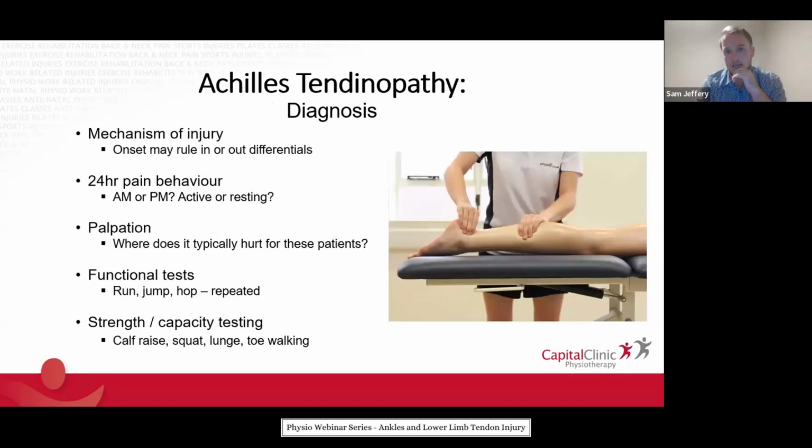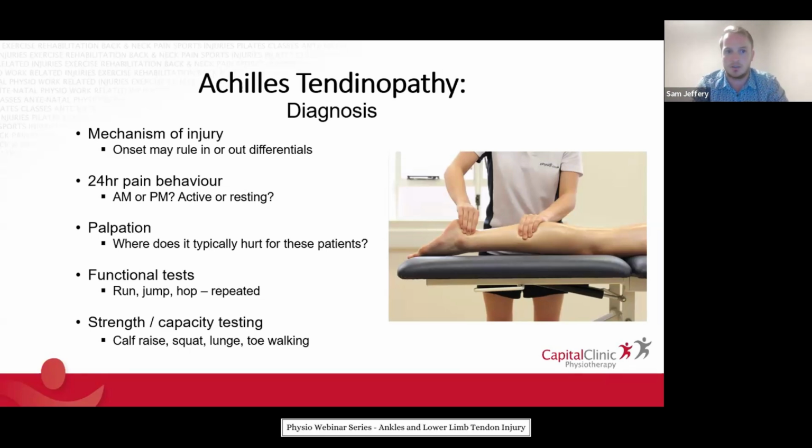Diagnosis. So again, mechanism of injury is really important. Typically, this is an insidious onset, or usually if you can tease it out with questions, these patients present after a peak in load, whether that be running or going from sedentary to doing lots of walking or changing shoes. We usually see a rapid load change. We just want to make sure that we're also ruling out something like an Achilles rupture, so we want to be checking for that, which can be done with the Thompson test.